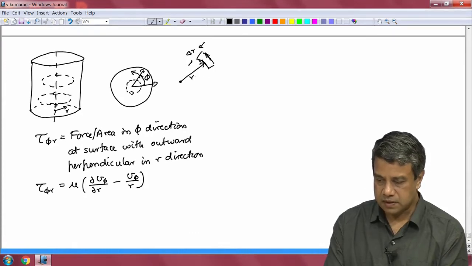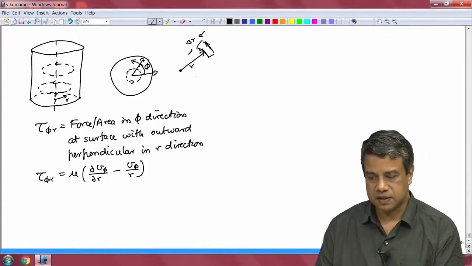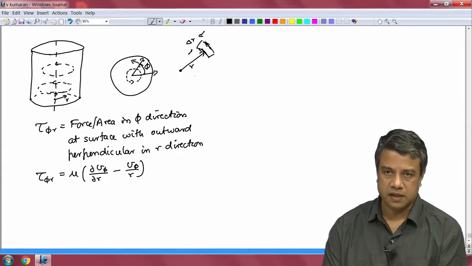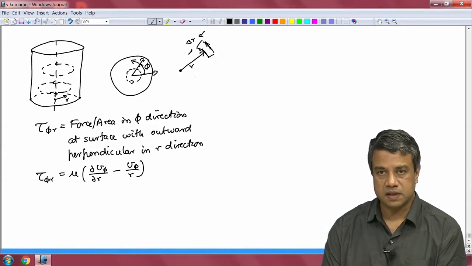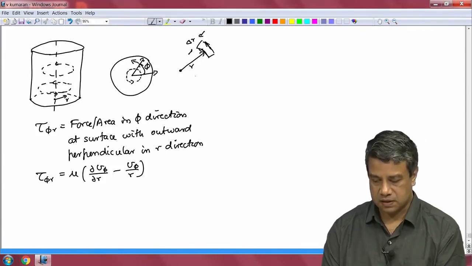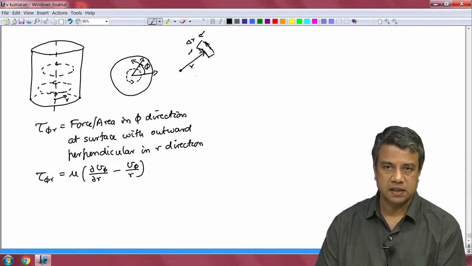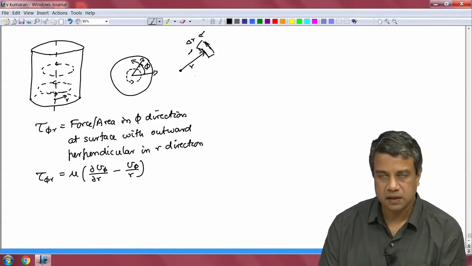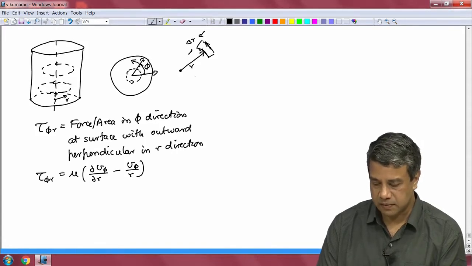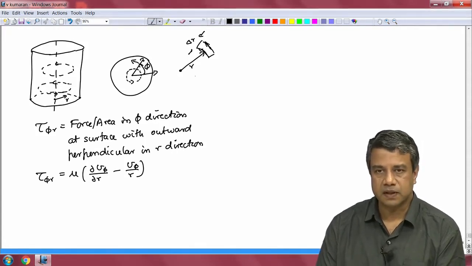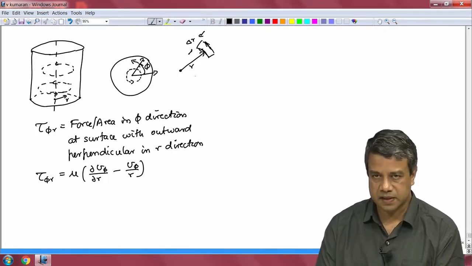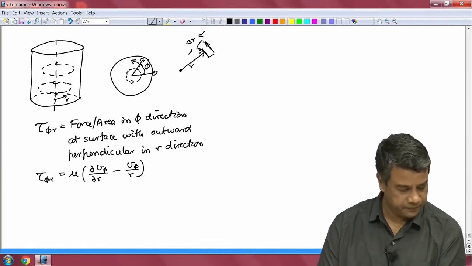The reason for that, which is outside the scope of this course, is that the unit vector in the phi direction is a function of position. So, even if you travel along a circle, even if the velocity is the same, there is still an acceleration because the direction of the velocity is changing. So, basically the direction of the unit vector changes with position, and because of that, even if the velocity does not vary with r, you still get a dependence of stress on the phi coordinate.